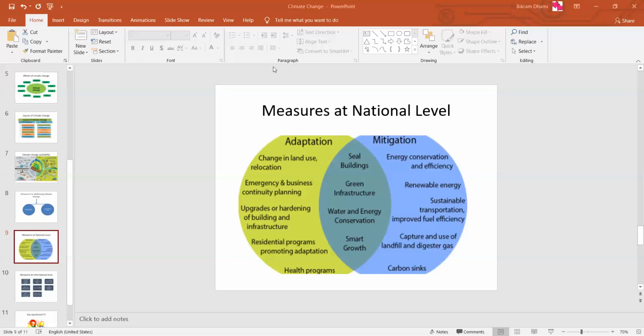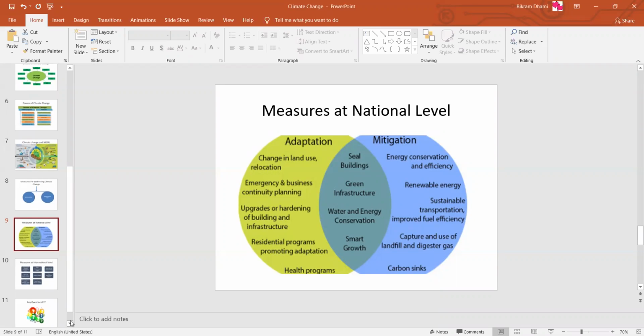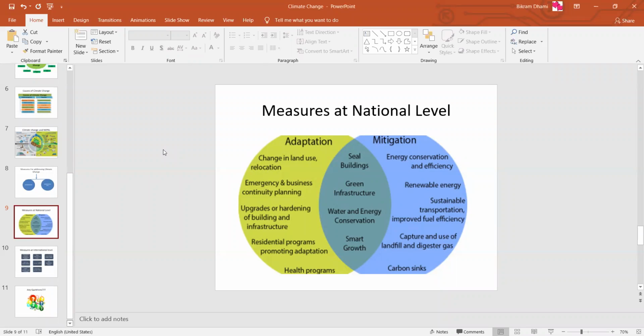Next one is mitigation. Mitigation includes the actions in which our government is trying to reduce or decrease climate change. The first one is conserving energy or afforestation, or using natural renewable energy sources instead of fossil fuels and petroleum. I include that in renewable energy. Next is sustainable transportation, improved fuel efficiency, capture and use of landfill and digester gas, and lastly carbon sinks. Okay, so these are at the national level.